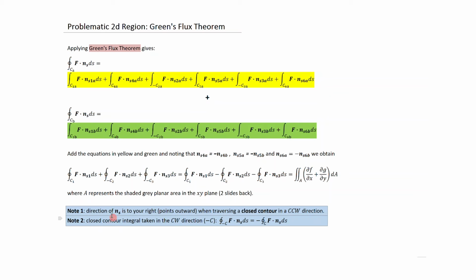All right, just a note: the direction of N is to your right. It points outward when traversing a closed contour in a counterclockwise direction. And the second note is that the closed contour integral taken in the clockwise direction is minus the counterclockwise one. This is essentially what I alluded to: anytime you see something of this form, it can be replaced by this. Similarly, if this were a tangent vector instead, you'd have the same form as well.